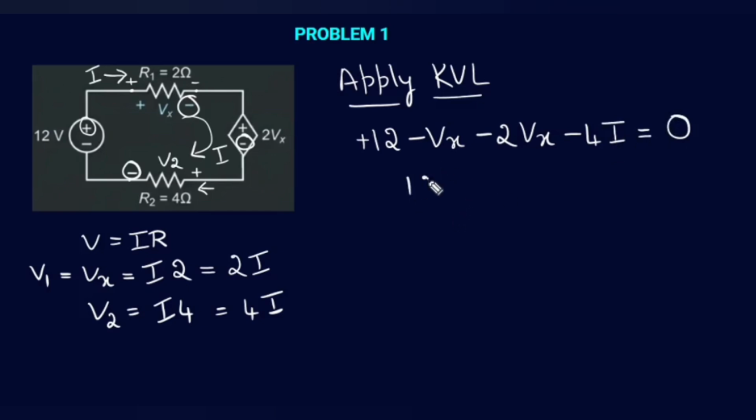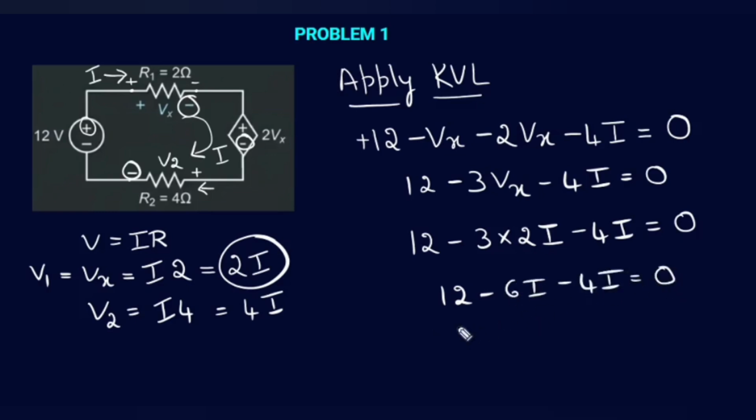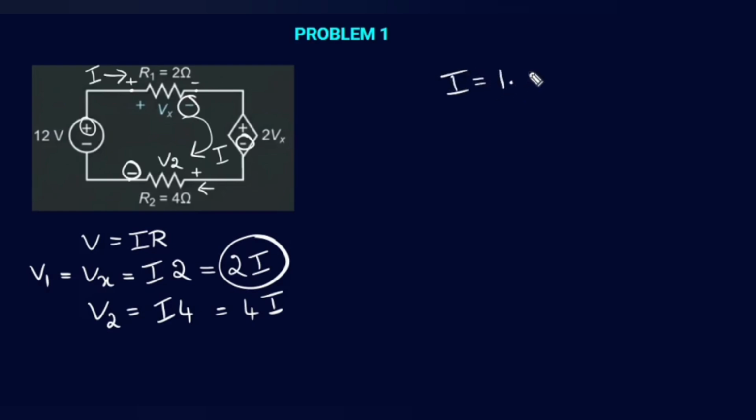Now we have 12 minus 3Vx minus 4I equal to 0. But what is Vx? Vx is nothing but, based on this particular equation, 2 into I. So I'll obtain 12 minus 6I minus 4I equal to 0. So this will be I equal to 12 by 10, which is 1.2 ampere. So now I have calculated the value of I. We know I equals 1.2 ampere.